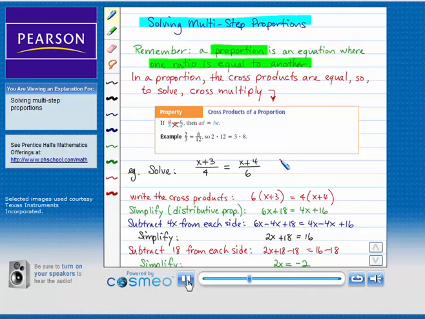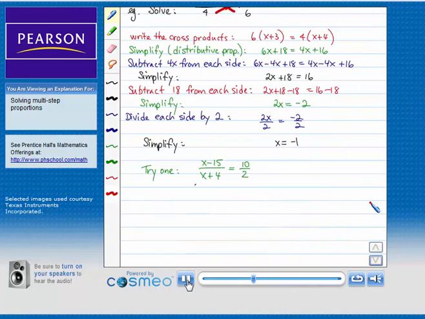All right? Well, let's use that property to solve the following proportion. x plus 3 over 4 is equal to x plus 4 over 6. The first step that I'm going to take is to cross multiply. So I'm going to multiply x plus 3 times 6 and 4 times x plus 4, and I'm simply going to write that down as my first step. 6 times x plus 3 is equal to 4 times x plus 4.